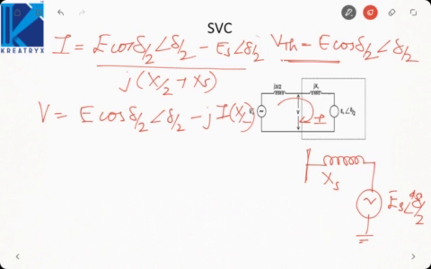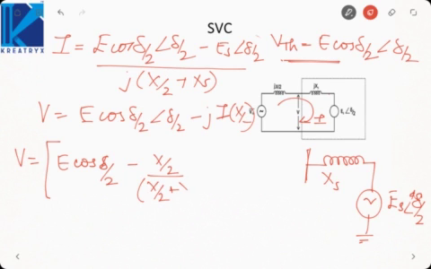Now since every voltage and every current has the angle delta by 2, that can be taken as common. So it will be E cos delta by 2 minus (X by 2) by (X by 2 plus XS) times (E cos delta by 2 minus ES). So this will be the midpoint voltage.